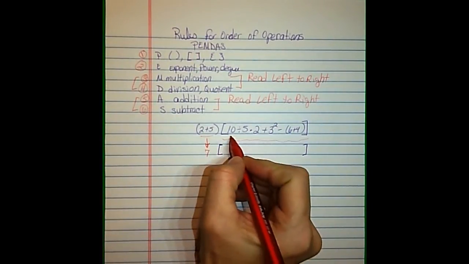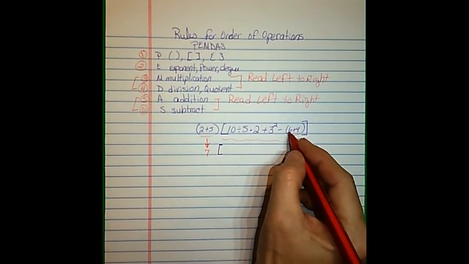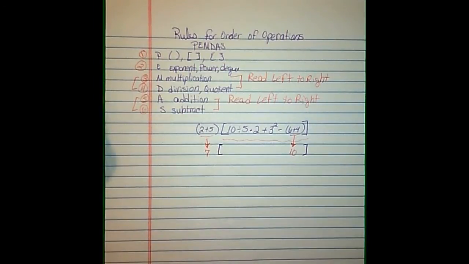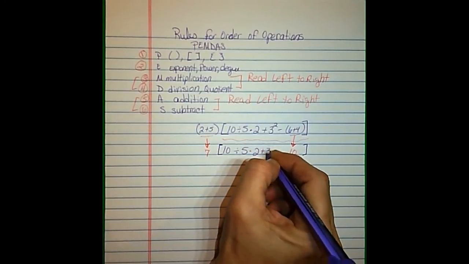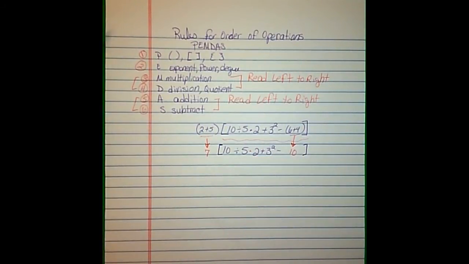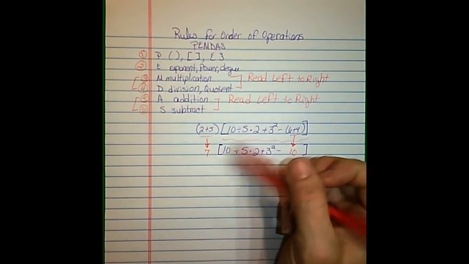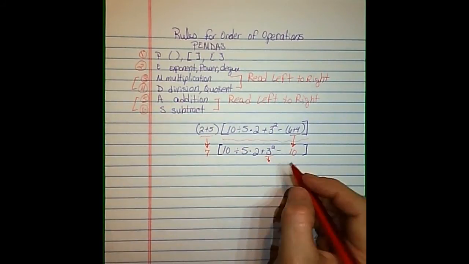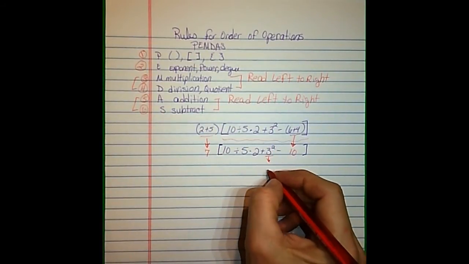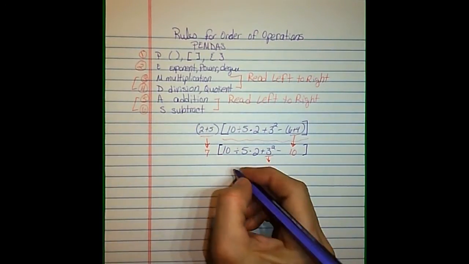Inside this bracket, what's going to come first? I see that I have a parenthesis, so it needs to come first. 6 plus 4 is 10, and I'm going to bring everything else down. And then we're going to go back to our checklist. So we're still inside the bracket, but we took care of a parentheses. What's next? Our exponent, our power, our degree. I noticed that this 3 squared is my exponent. 3 squared means 3 times 3. That means 9, because 3 times 3 is 9. Let's bring all the rest down.